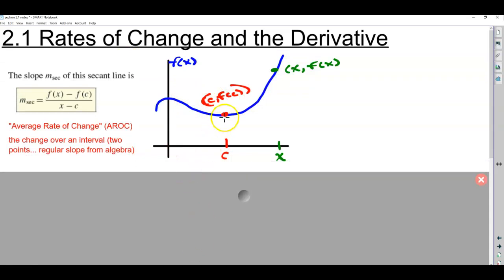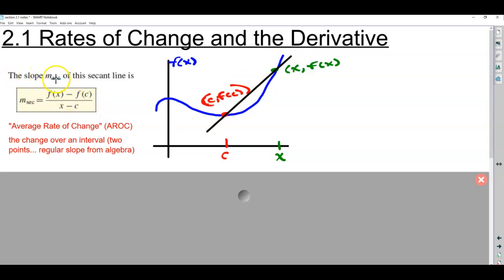Let's take a look at what we have. What if I have 2 points? What if I have a point here at c and I have another random point at x? Well, we kind of just did that in the warm-up. We had 2 points and we found the slope, and then we found the equation of that line, right? And this is just a fancy way to write slope.